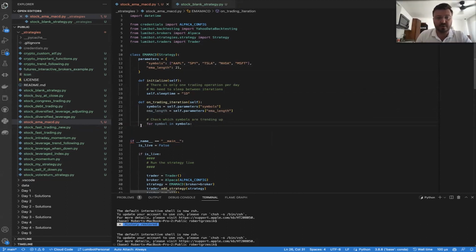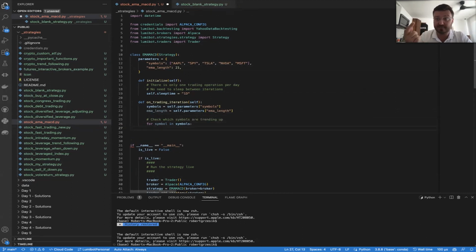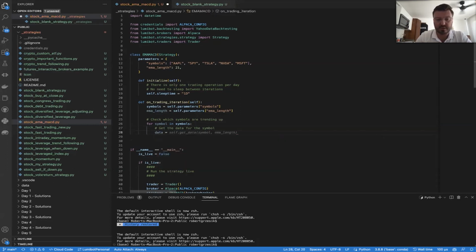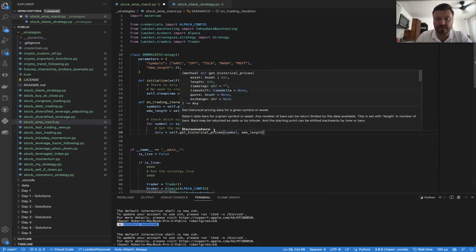Okay, so for symbol in symbols, right? And now what we want to do is first get the data. So get the data for the symbol, right? So we're going to go data equals self.get_historical_prices, right? For the symbol. And what do we need for get_historical_prices?